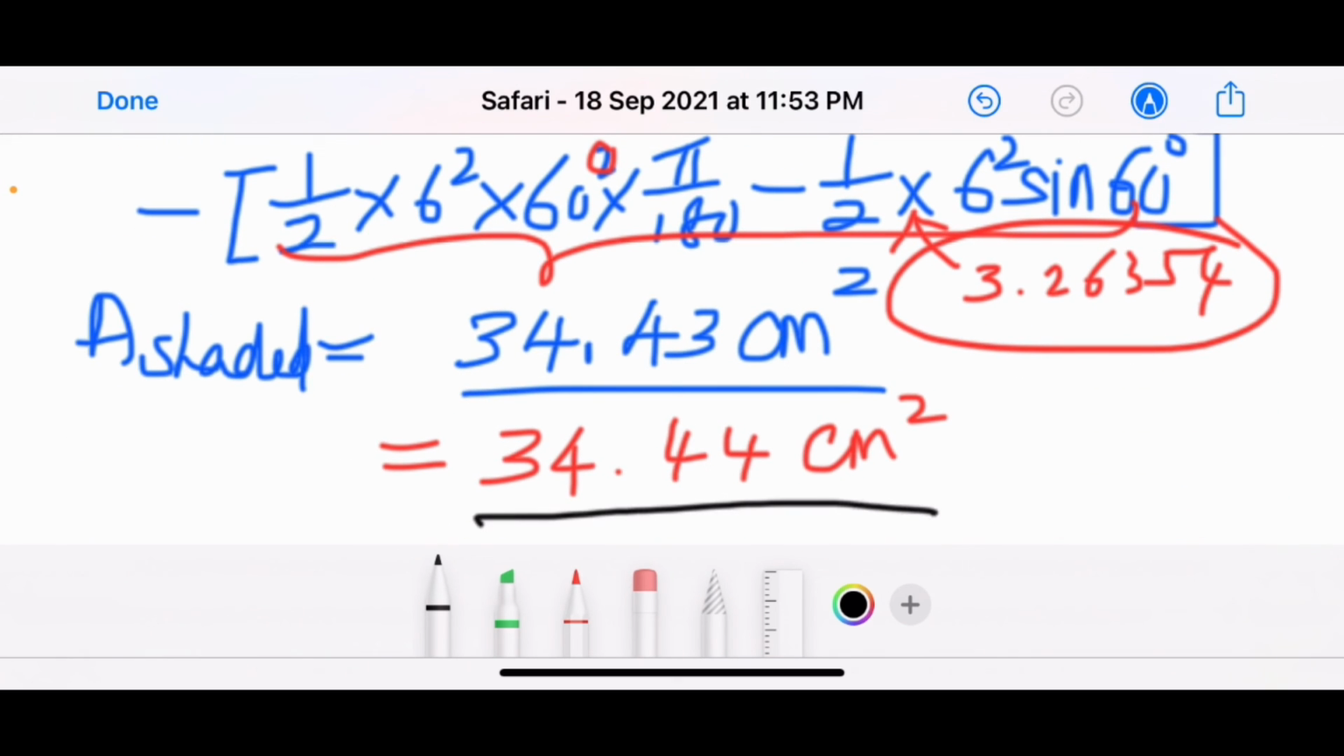So my answer that I get will be slightly different. It's 34.44 centimeter squared, because I'm using pi equal to 3.142. Right, the answer I get is a little bit different from the answer given. That's all my sharing. Make sure you write the unit properly, because the answer there is centimeter, which is wrong. Okay, bye. Have a nice day.